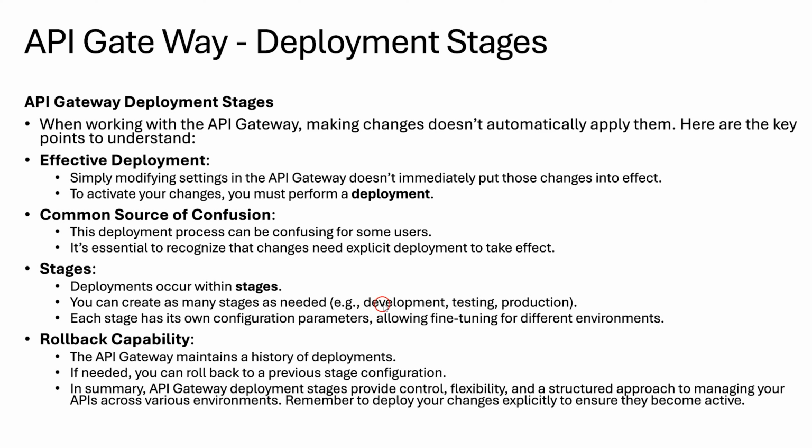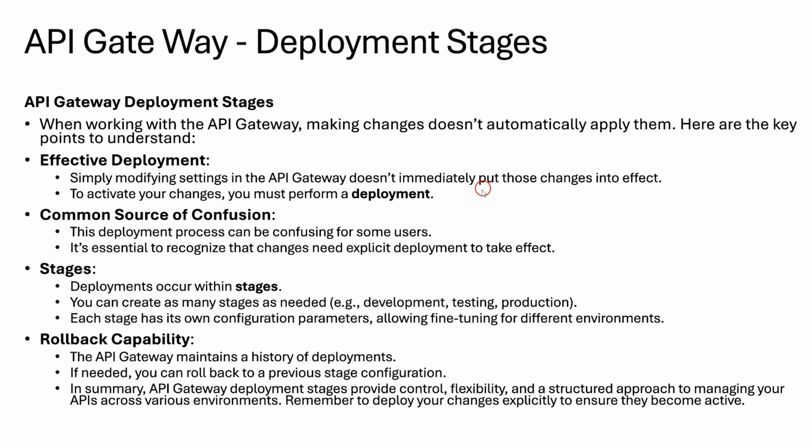In summary, API Gateway deployment stages provide control, flexibility, and a structured approach to managing your APIs across various environments. Remember to deploy your changes explicitly to ensure they become active. If you want your changes to be active, you have to deploy them explicitly. Then only they will become active.